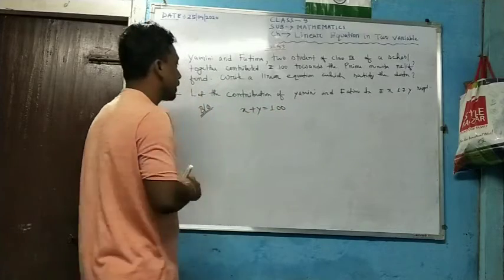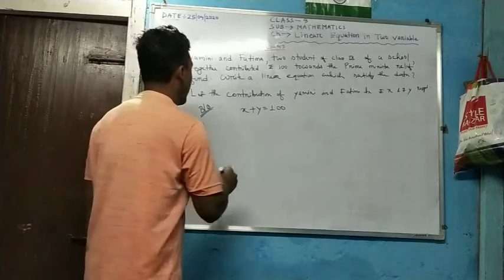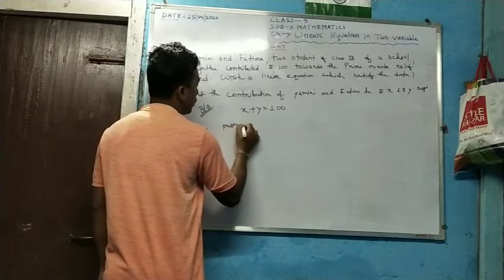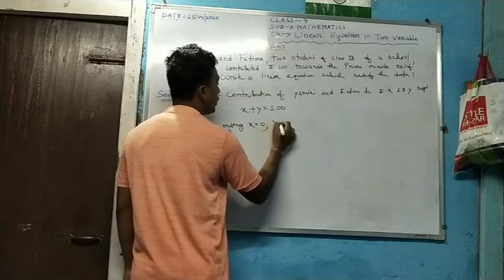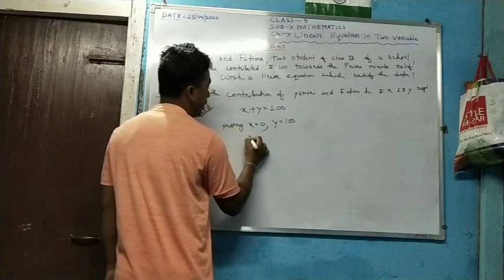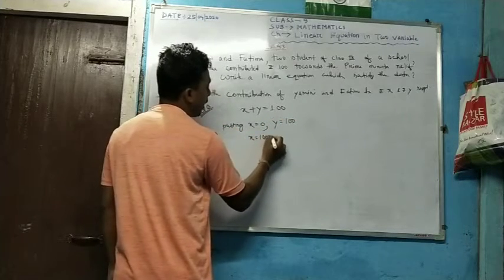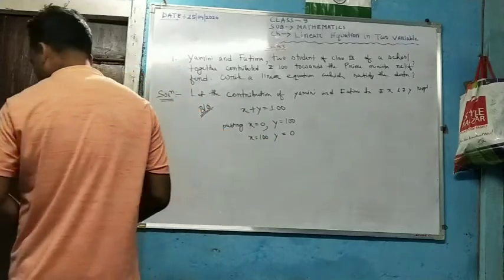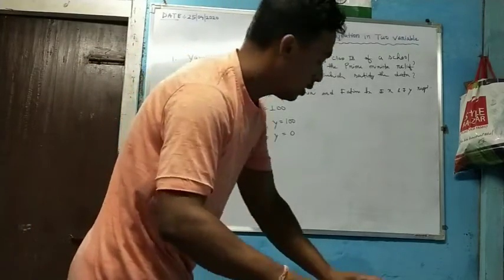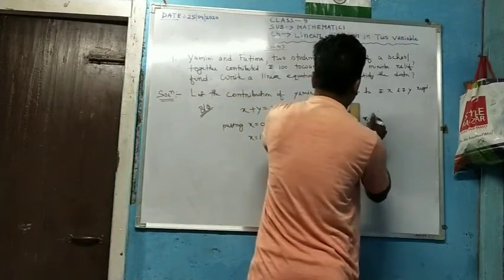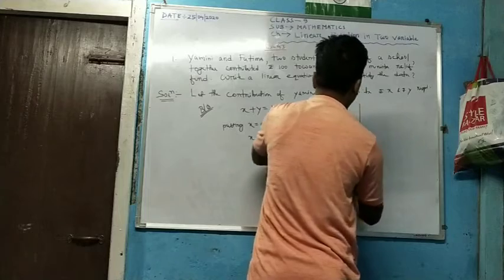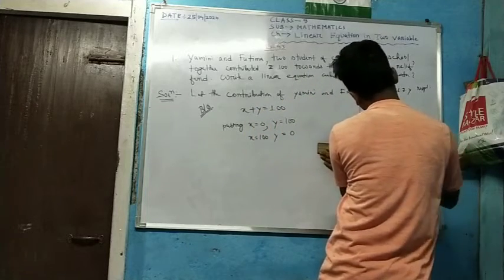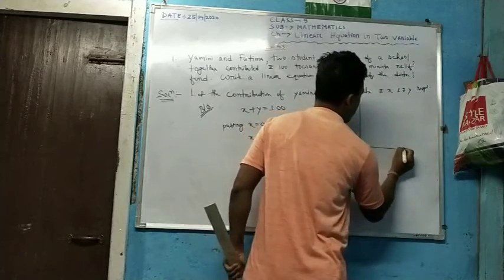Now if we have to draw a graph of this equation, what will I write? Putting x equal to 0, I am going to get the value of y as 100, and putting x equal to 100, I am going to get the value of y as 0. Now I have drawn the graph of the following equation. This is a very important question for a board exam.